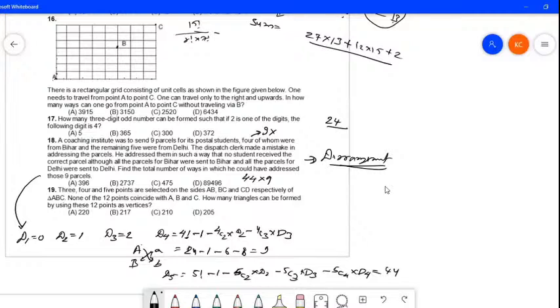Question number 19. 3, 4, 5 points are selected from side A, B, C respectively. None of the 12 points coincide with A, B and C. Okay. How many triangles can be formed using these 12 points? Okay. So wait a second. 3 points are selected on AB, BC and CD. Okay. So these are collinear.